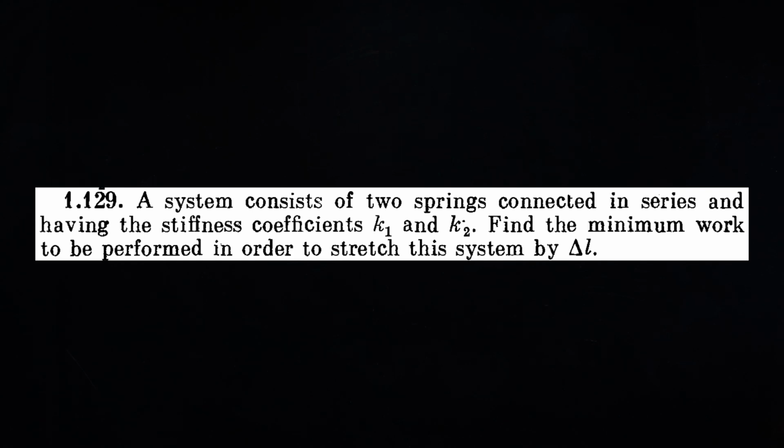Irodov problem number 1.129. A system consists of two springs connected in series and having the stiffness coefficients K1 and K2. Find the minimum work to be performed in order to stretch this system by delta L.